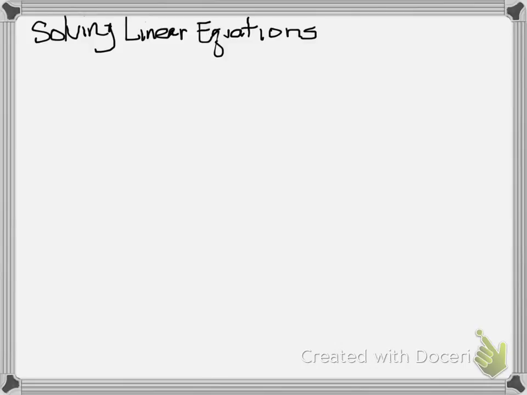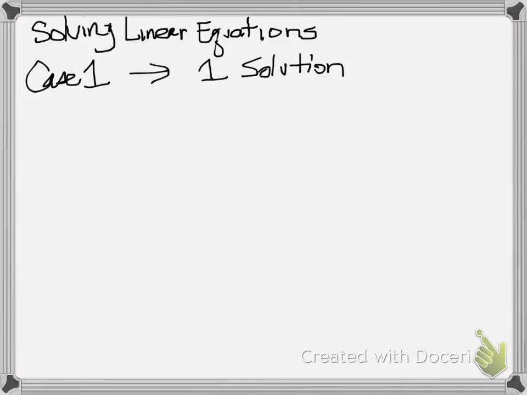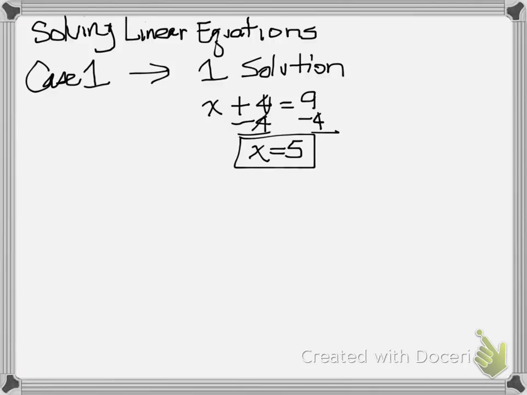Okay, case one, you can get one solution. So that means that you go through and you work the equation like x plus 4 equals 9. You subtract 4 from both sides. You get x is equal to 5. One solution. One thing happened.